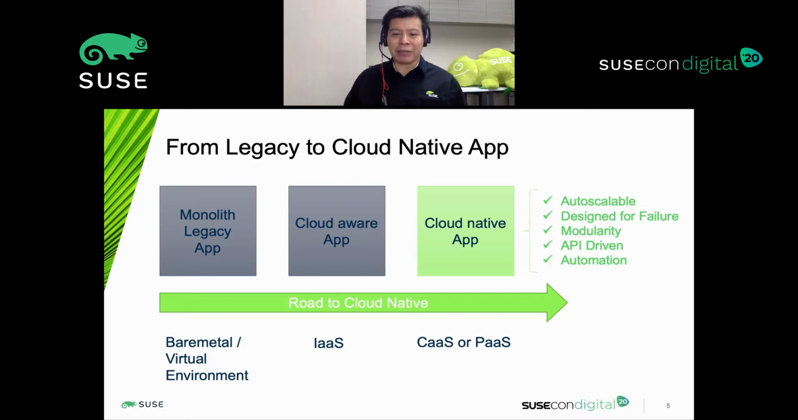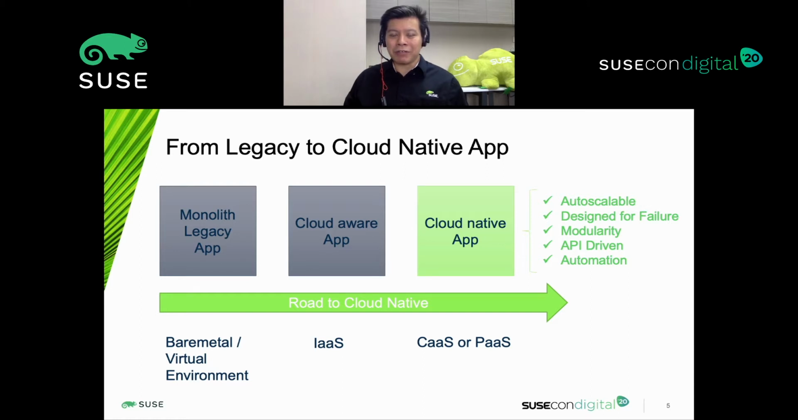But for an app to be said to be cloud native, there are 5 attributes that it needs to meet. First, it has to be auto-scalable, and it has been designed for failure, and is modularized by breaking it down into microservices, for example, and it should be API driven, fully automatable, and its whole life cycle should be automatable as well through the CI/CD process.